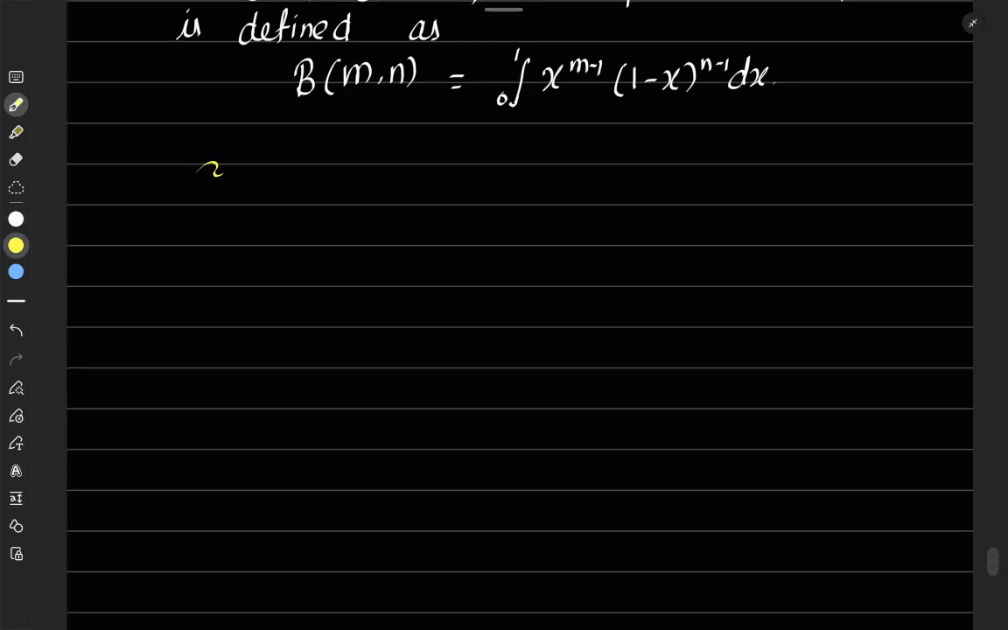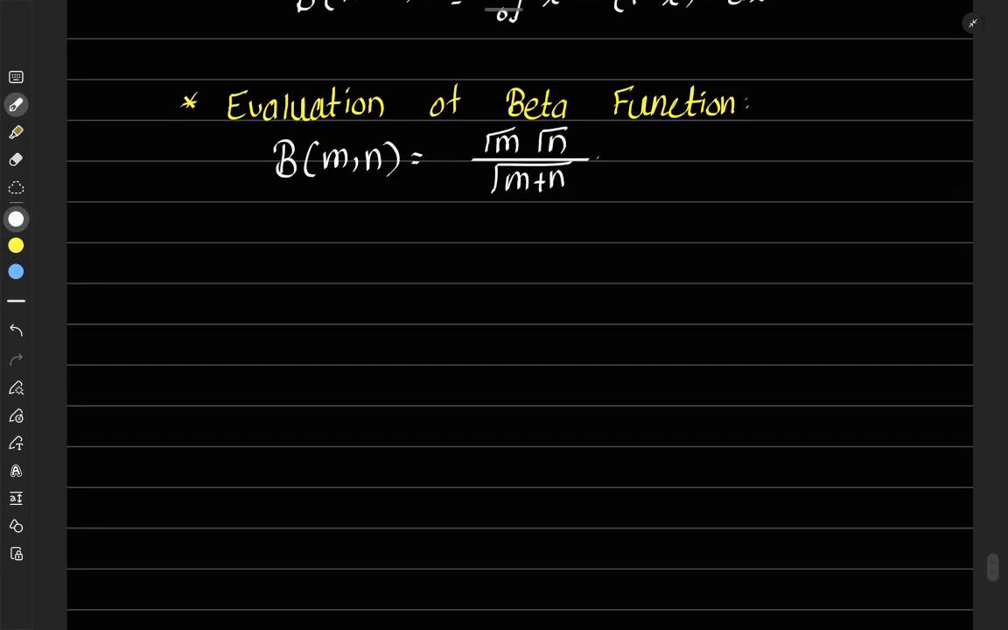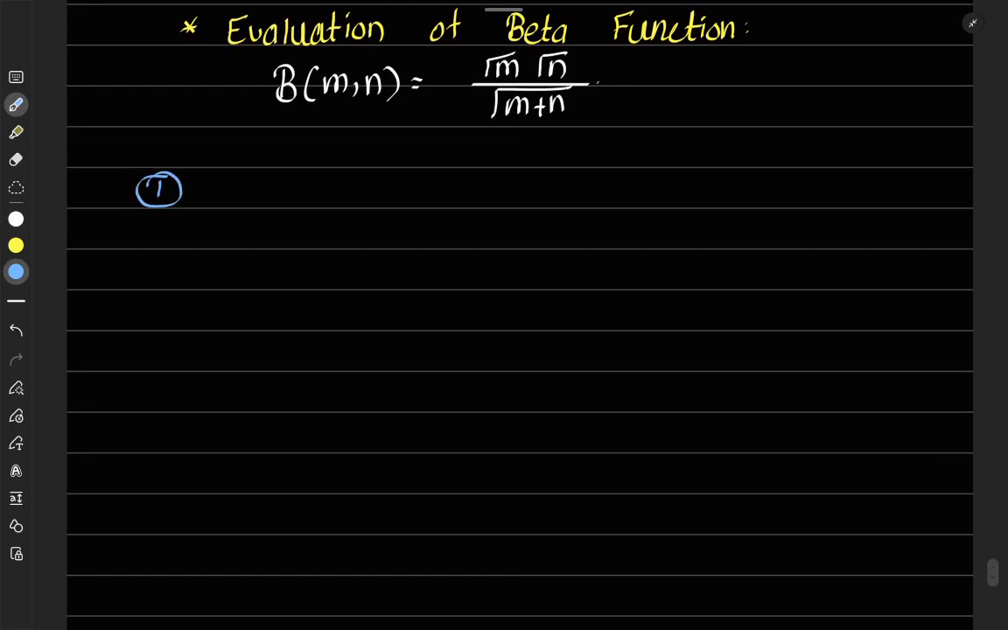So evaluation of beta function, that's the important point we need to remember. So to evaluate the beta function, let's say we want to evaluate beta mn, we'll use the gamma function. So gamma m into gamma n divided by gamma of m plus n. So this is how we will evaluate our beta function. So we will start with some example by evaluating beta function. Let's say we want to evaluate beta of say 4 and 5.